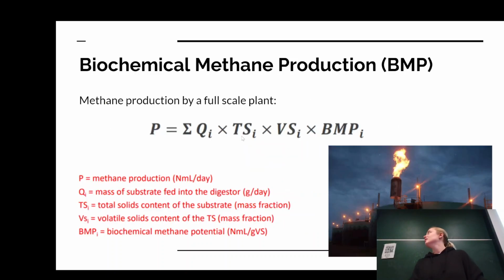One more thing. I'm pretty sure this is our last equation. This is an example of a flare. So when they have too much methane, they'll have to burn it off. It looks pretty cool when you get to go there at night.